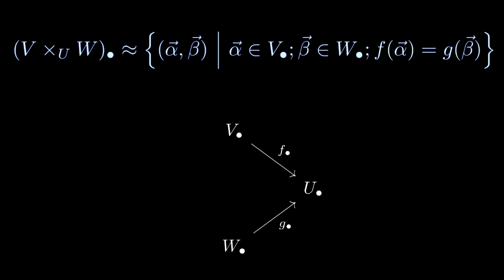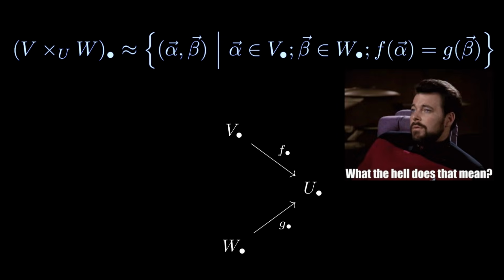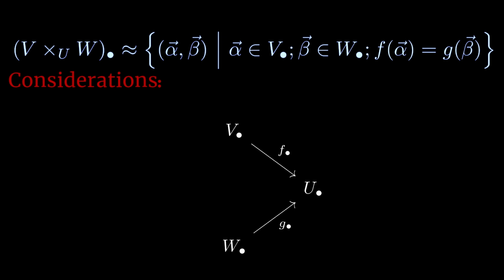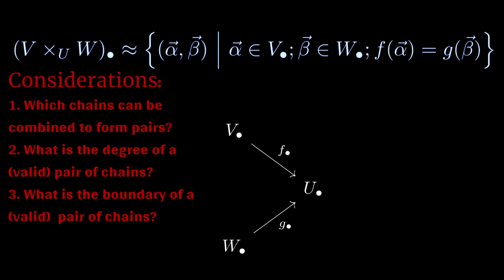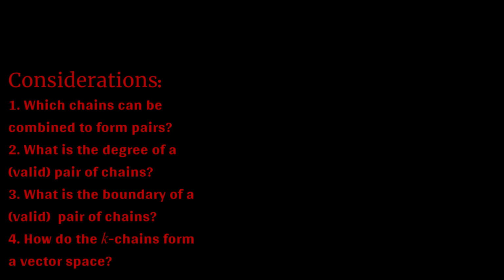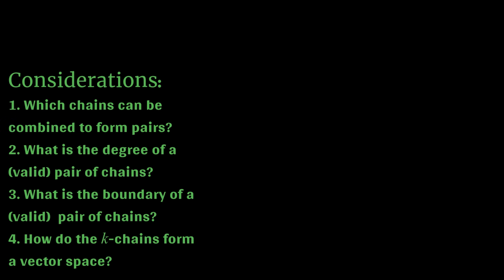While this set builder notation has the right idea, it's not quite precise. There's a few things that we need to address. For example, we need to establish which pairs of chains can actually be used, what the resulting degree of those chains are, how these chains map under boundary maps, and what the resulting vector space structure is in each degree. While none of these considerations are particularly difficult to address, the point of limits is to allow us to address all of them without really thinking about it.